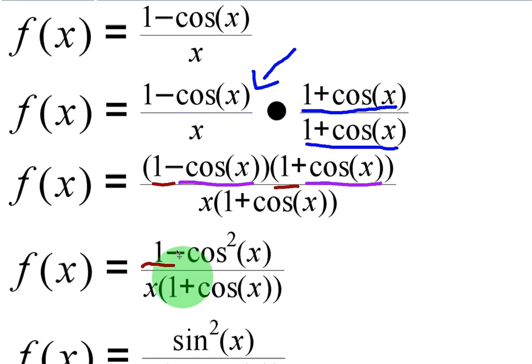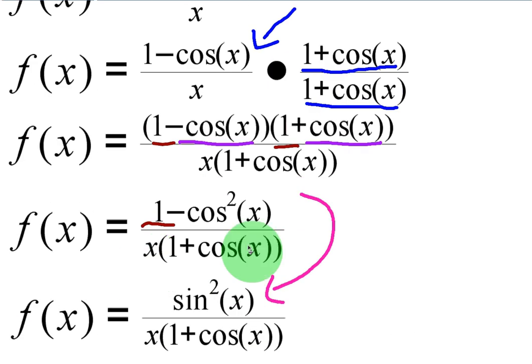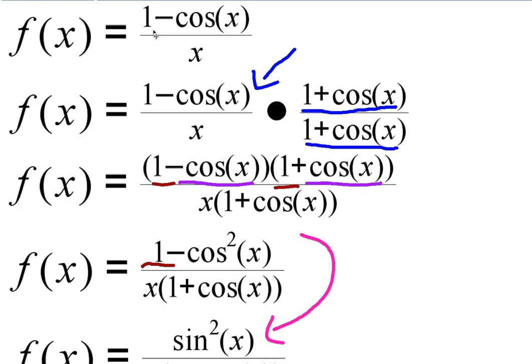Okay, so you have 1 minus cosine squared. Now that is a Pythagorean identity. Since sine squared plus cosine squared equals 1, you can rearrange it to show that 1 minus cosine squared equals sine squared. Alright, so let's scroll down. The bottom is going to stay the same for now. So now we have f of x equals sine squared of x over x times the quantity 1 plus cosine of x. And just to refresh your memory, we started with 1 minus cosine of x over x.